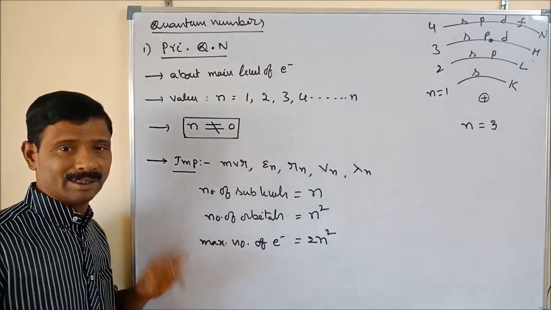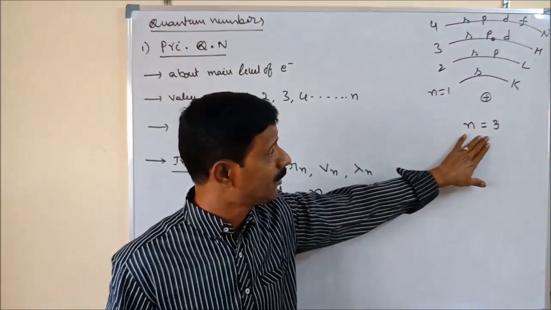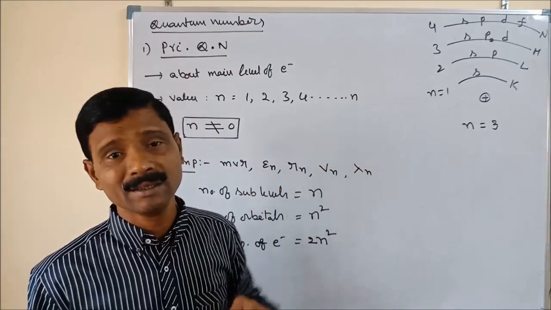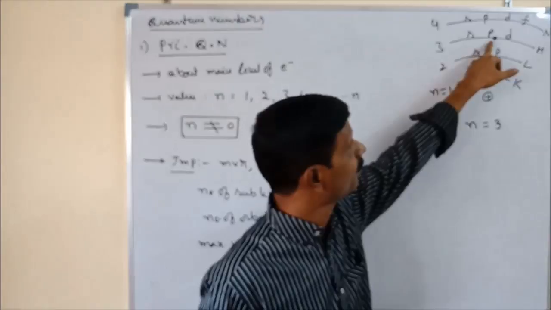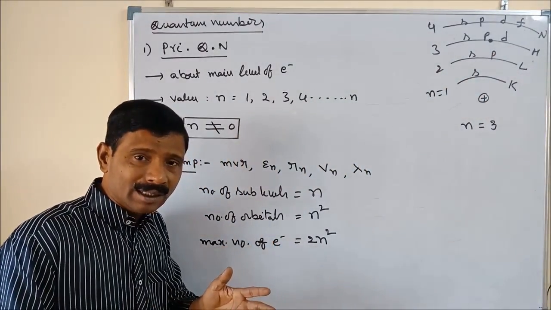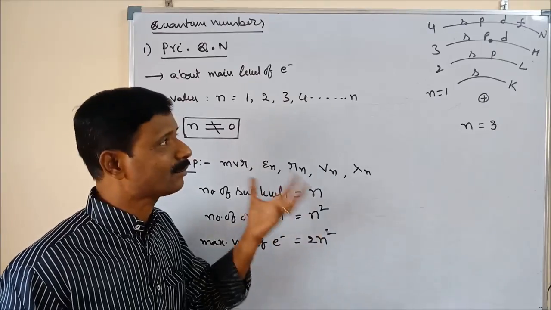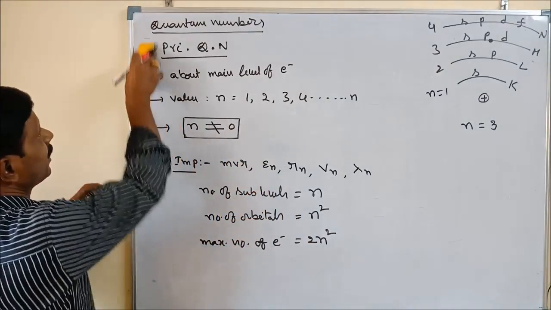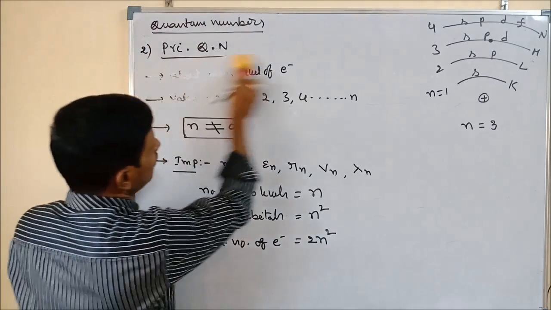And this is important. So now, once again, if we come to the diagram, since we know n equal to 3 for the electron, that means the electron is present in the third orbit. But in the third orbit, again we have sublevels. So in the third orbit, in which sublevel is the electron present? That information we require next. So for that we have another quantum number, that is azimuthal quantum number.